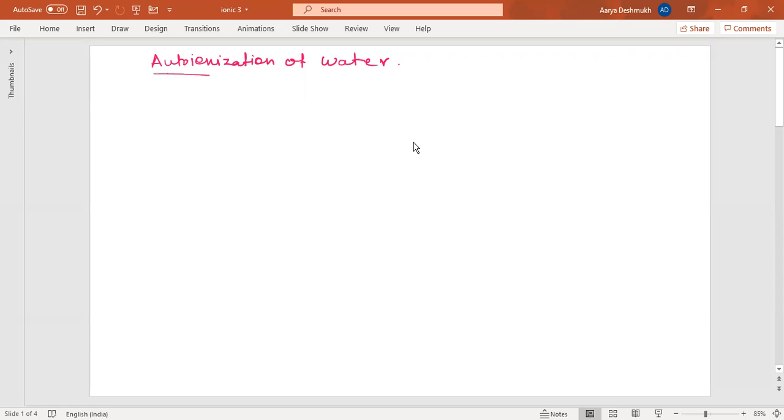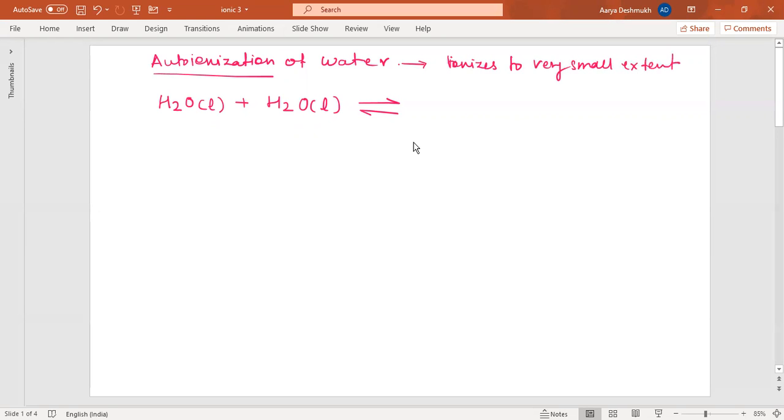As the word itself suggests, autoionization of water: when you take two molecules, or rather 2 moles of water, they will react together. Double arrow I put here, so it ionizes to a very small extent. Remember this, small extent. This will give you the product H3O plus.